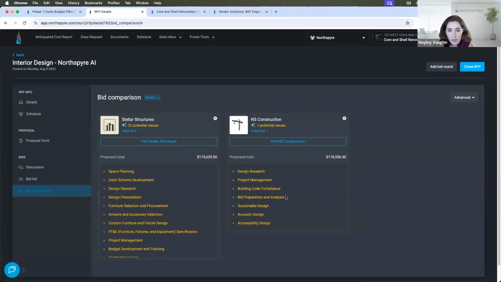We also have a bid comparison page here. So in this case, we have the two vendor proposals side by side and all of the potentially missing scope in each.